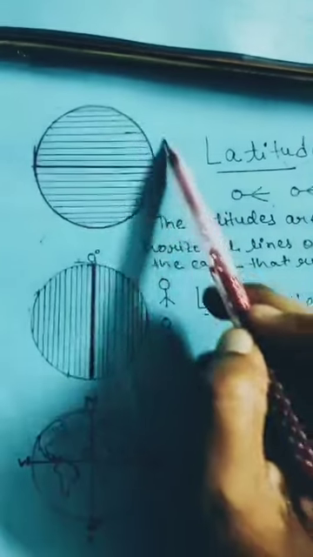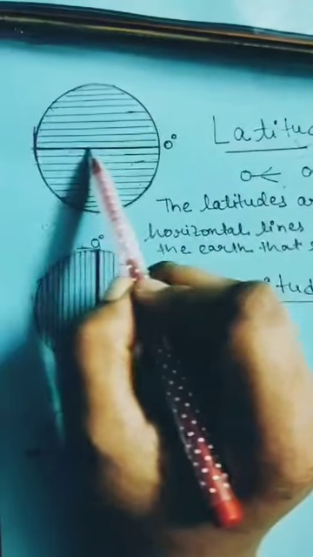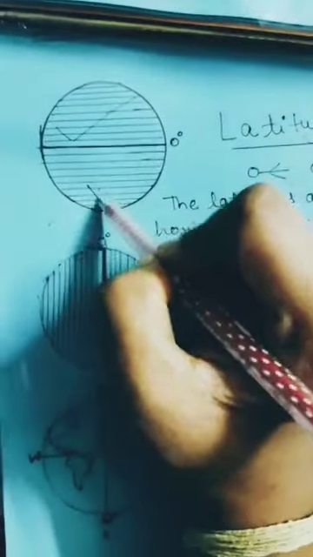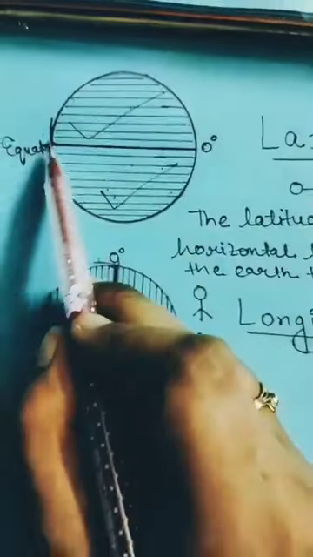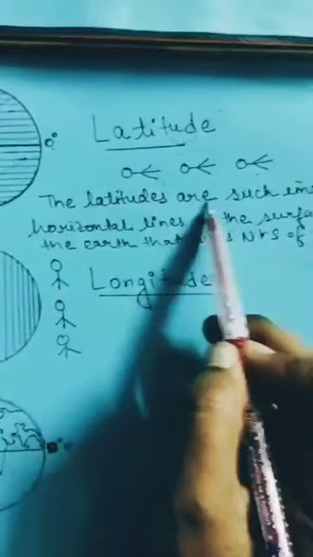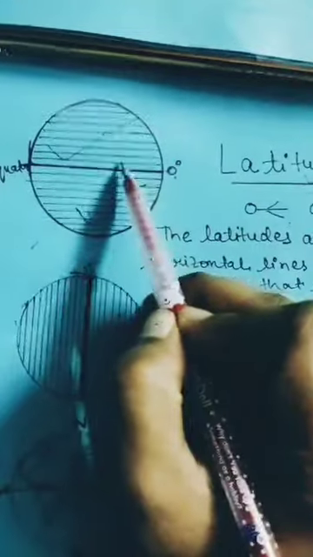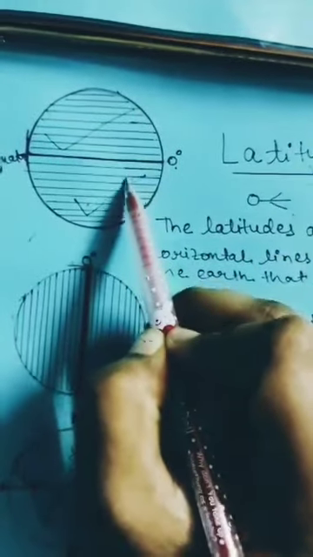This is a globe. Let us consider this as globe. The central latitudinal line that is dividing the earth into two halves. One half is this one and the other half is this one. This central line is called equator, the central latitudinal line, and this central latitudinal line has a value of 0 degree. Clear? Right? So what is the definition? The latitudes are such imaginary horizontal lines on the surface of the earth that run north and south of the equator. This is the equator, which runs north of the equator and which goes south of the equator.